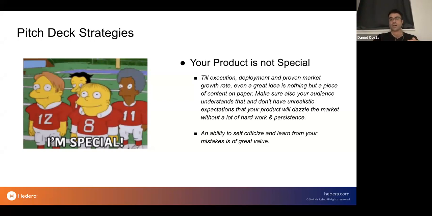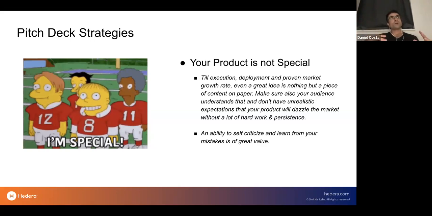And even if there are other competitors, maybe you're doing something a little bit different. Maybe you have an execution capability which is a little bit different. Maybe you have a different type of strategy, and that's also very relevant. Don't be phased out if there is competition, because they might not be doing it very well. And make sure your audience understands that you don't have unrealistic expectations that your product is going to be out there and dazzle the market.